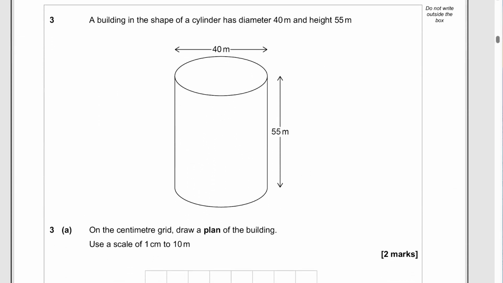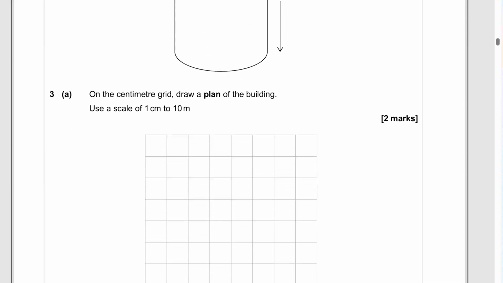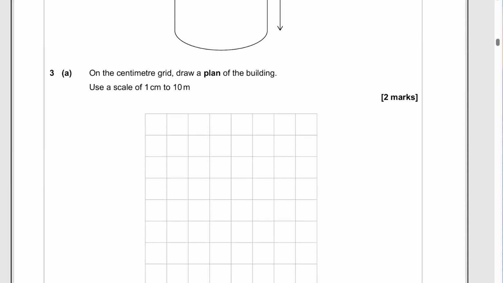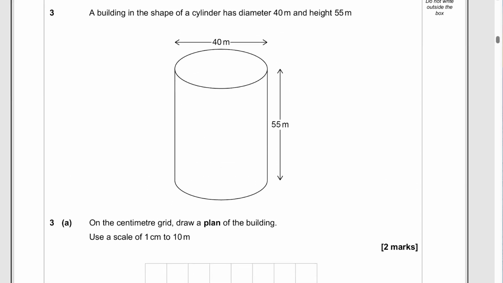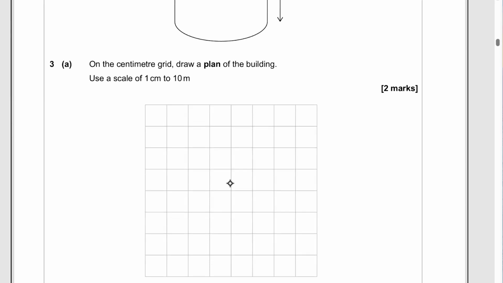Question 3. A building in the shape of a cylinder has a diameter of 40 meters and a height of 55 meters. On the centimeter grid, draw a plan of the building using a scale of 1 centimeter to 10 meters. Right, so if we've got a diameter of 40, then our radius must be 20 meters, which means I want to draw a circle with a radius of 2 centimeters on here.